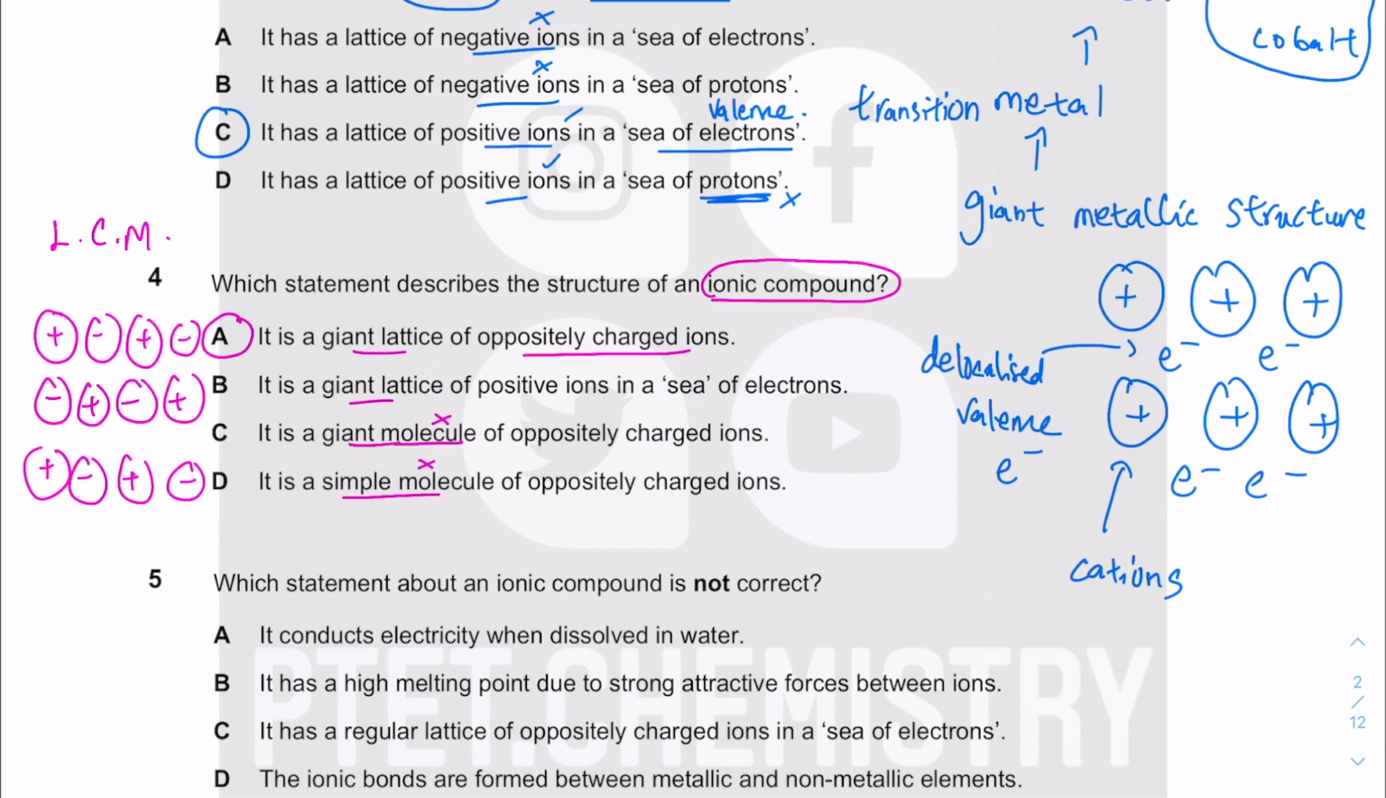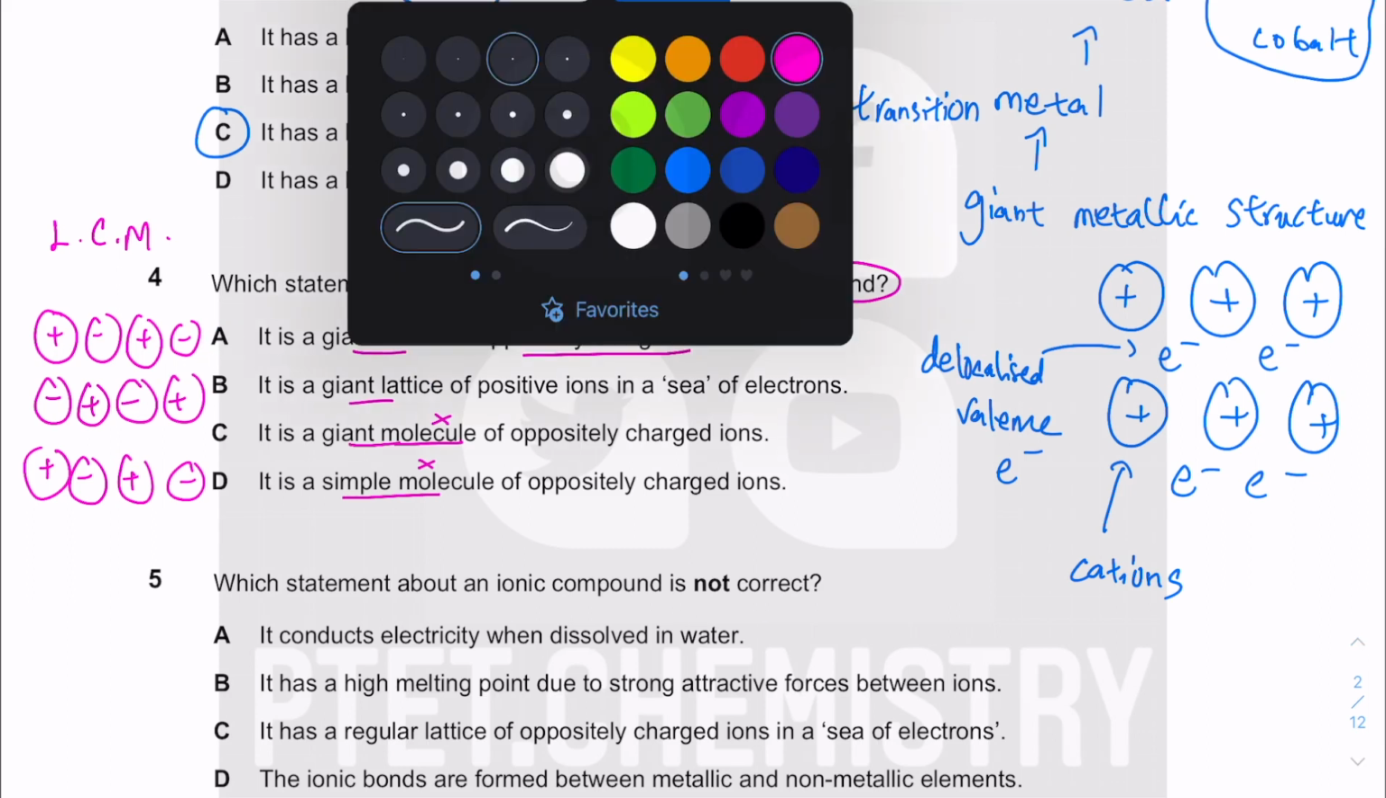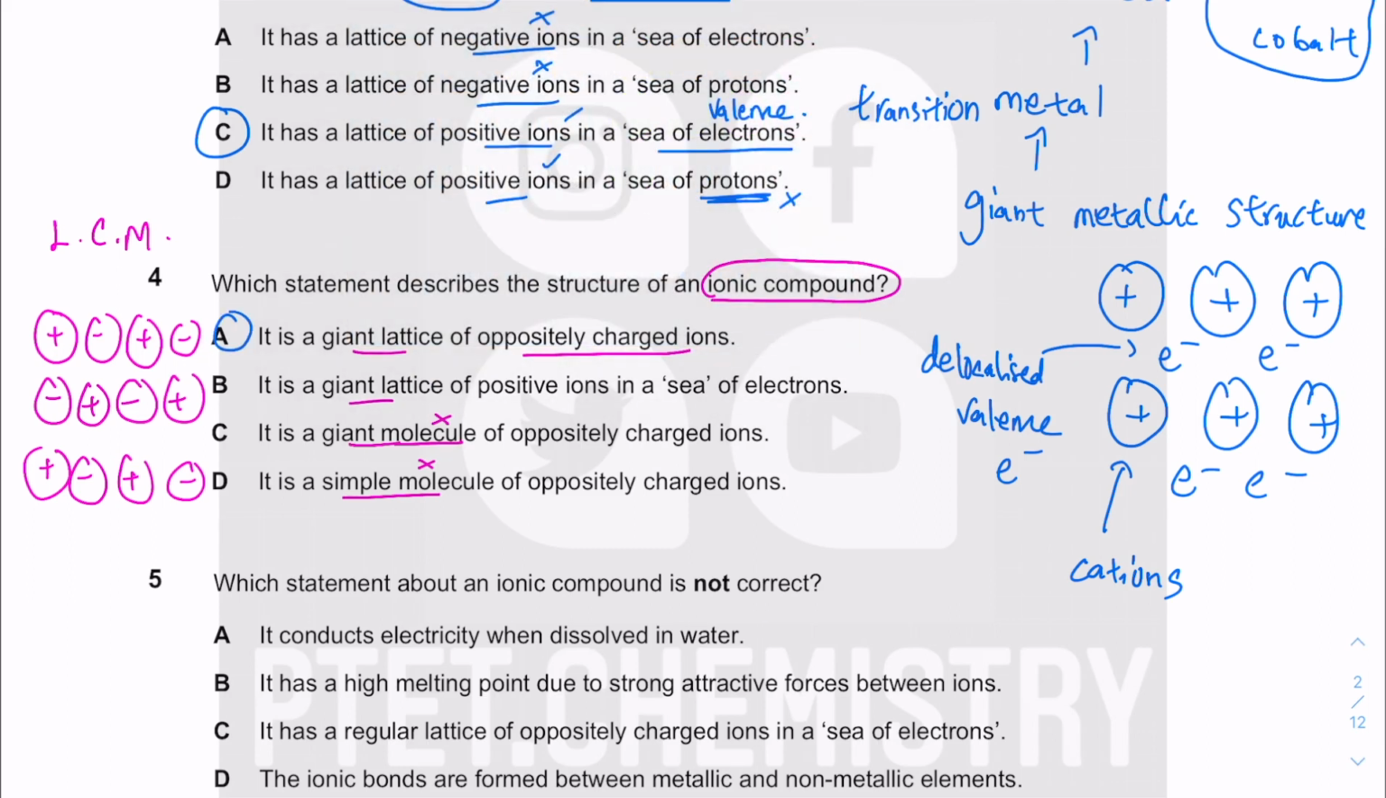You should probably use a different color ink to drive home the message. This one is going to be a giant metallic structure, which is the previous question, as you see on the right hand side. What I drew earlier for the earlier question was for a giant metallic structure.